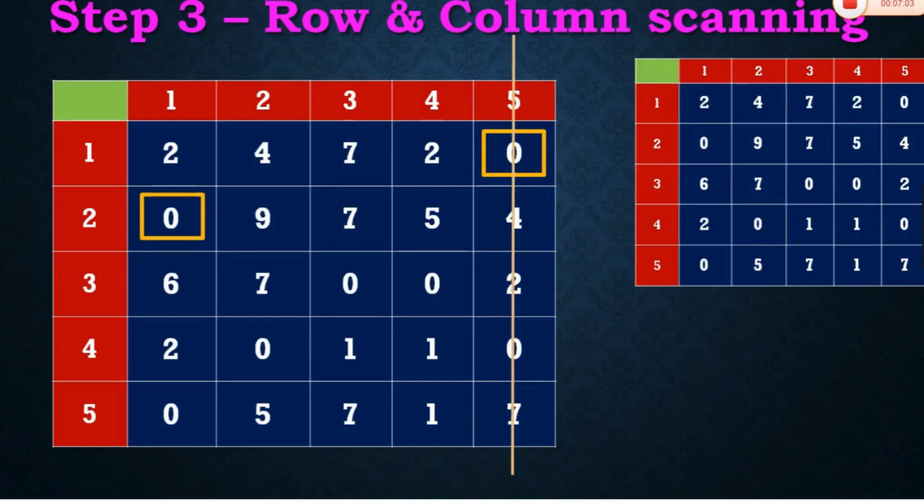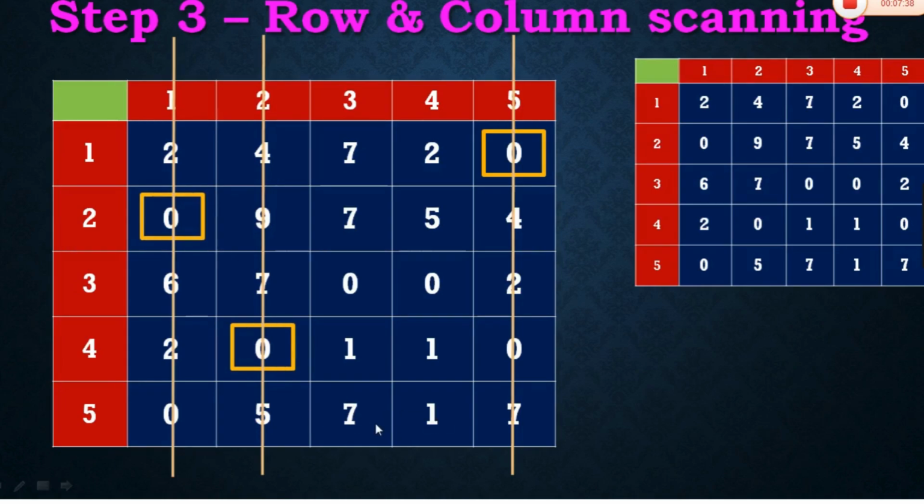In the second row there is exactly 1 zero, so we have to square mark it and pass a vertical line through this 0. In the third row we found 2 zeros, so we have to skip that row. In the fourth row we found exactly 1 zero. You have to follow the same procedure and complete the row scanning. In the fifth row there are no zeros.